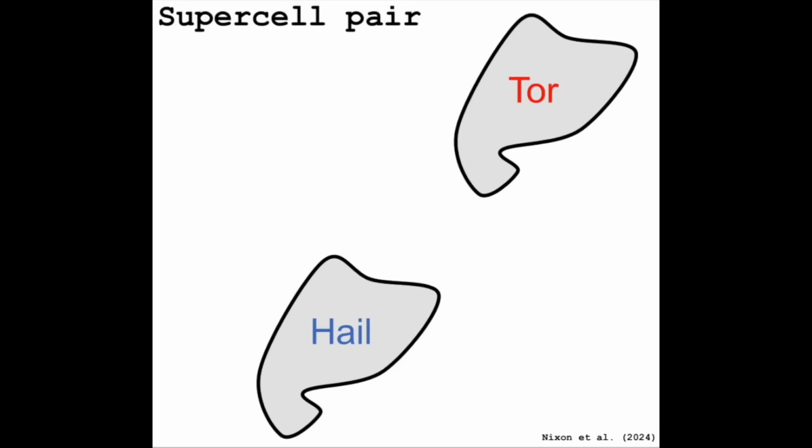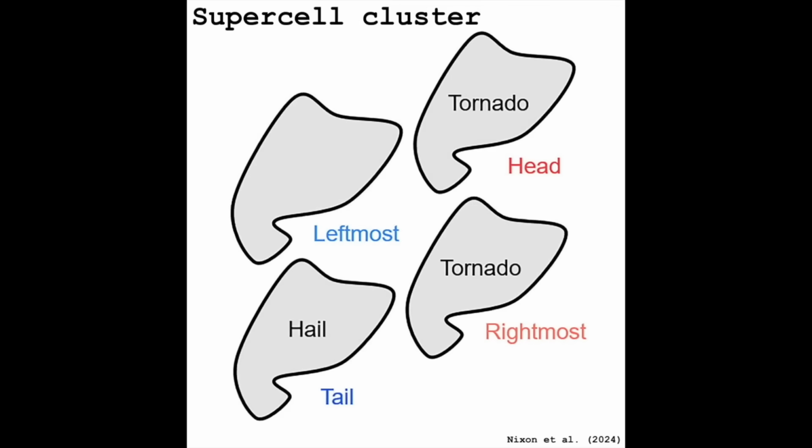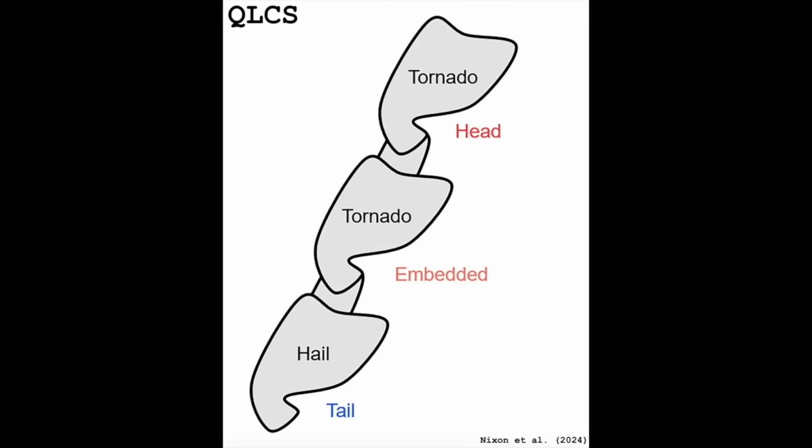In a pair of supercells, the lead supercell tends to be tornadic, while the trailing supercell generally produces mostly hail. The same holds true for a cluster of supercells. The lead storms are most likely to be tornadic, while the trailing storms are most likely to be mostly hail producers. Within a QLCS, supercells at the head or north end of the line are most apt to produce tornadoes, as are any embedded supercells within the line, while the tail end supercell tends to produce mostly hail.